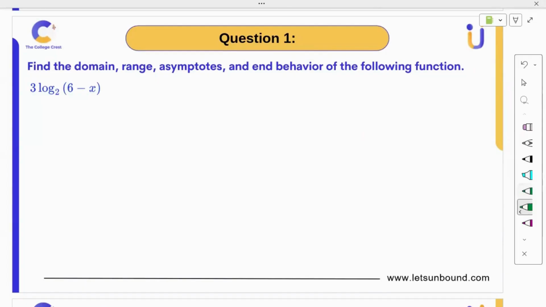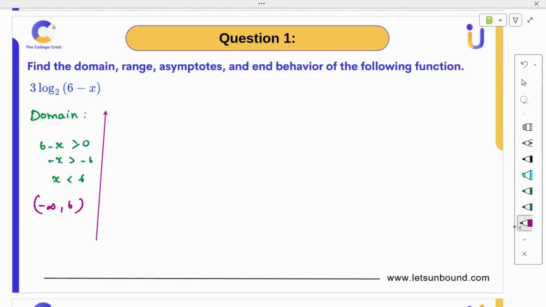Find the domain, range, asymptotes, and end behavior of the function. For the domain, the input of the logarithm should be greater than 0. So 6 minus x is greater than 0, which gives minus x greater than minus 6. When you divide by a negative, you can do it on both sides, but the inequality will change. So x is less than 6. In interval notation, minus infinity to 6, with 6 not included. This is the domain. And coming to the range, the range is always all real numbers.